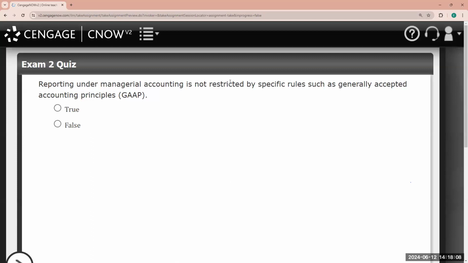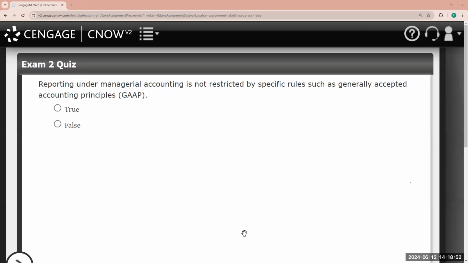And this question asks us, reporting under managerial accounting is not restricted by specific rules such as generally accepted principles. So this is correct. One key thing we know is managers make numerous decisions in line with the day-to-day operations of the business, in addition to planning for the future. So managerial accounting provides the information that is needed to make these decisions. For example, management needs to determine how many units of the product they need to sell to make a profit, what should be the selling price of the product, and should the company choose to stop selling a specific type of product?